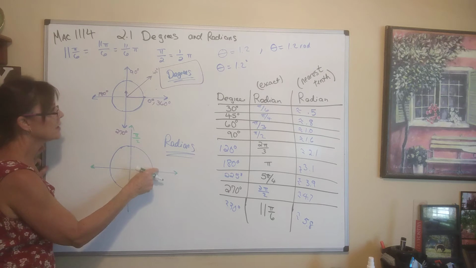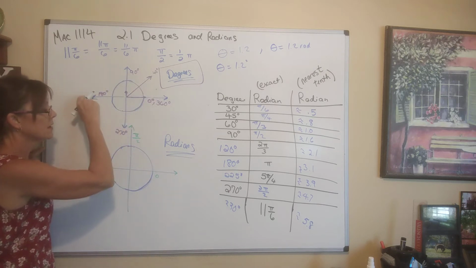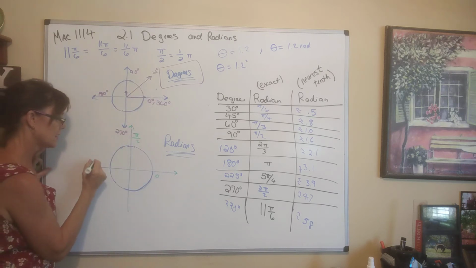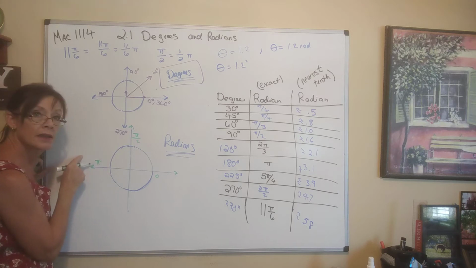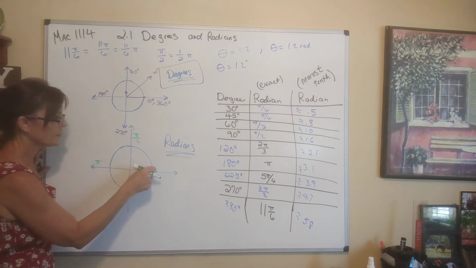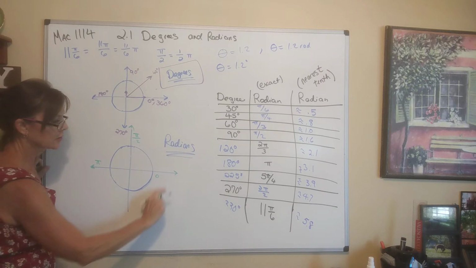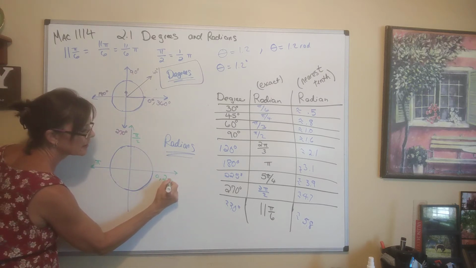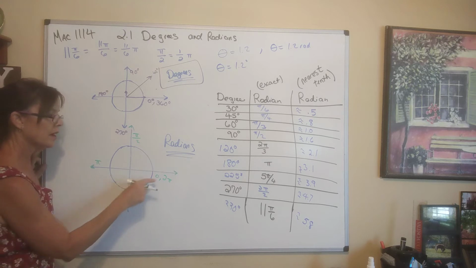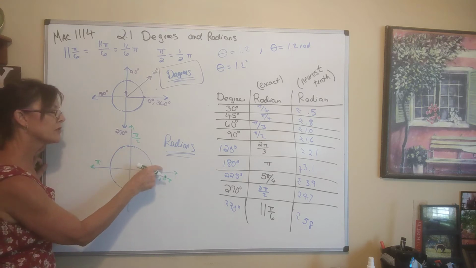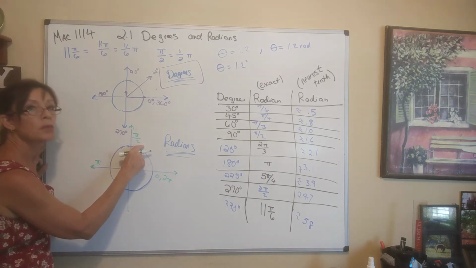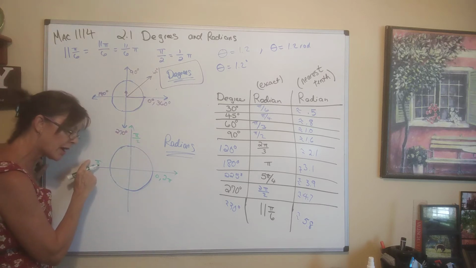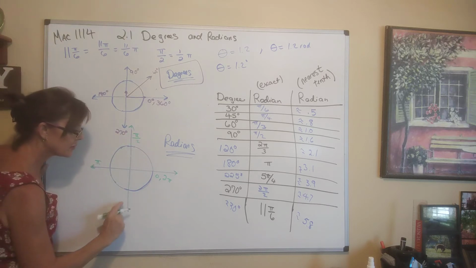And then from here all the way to 180, this is going to be pi. And if I went from 0 all the way around the circle, the same as 360, this is 2 pi. But each one of these fourths is pi over 2. So from here to here is pi over 2, plus another pi over 2 will give me pi, plus another pi over 2 will give me 3 pi over 2.